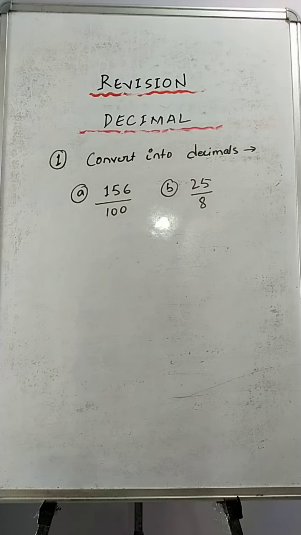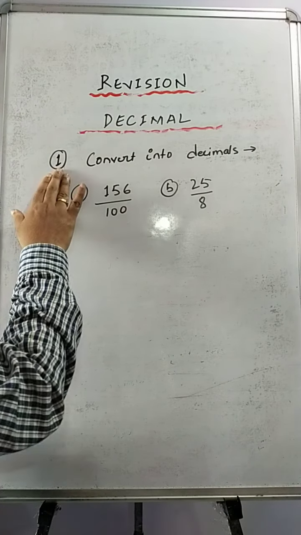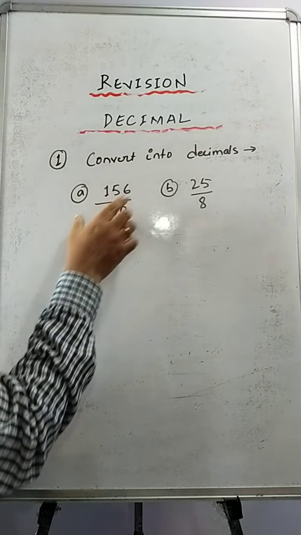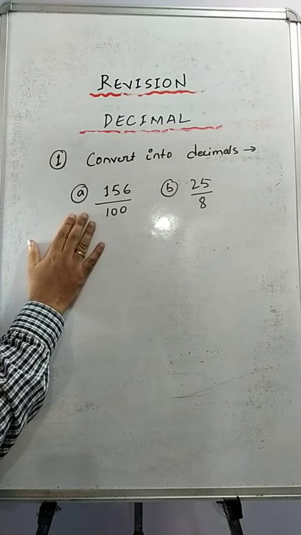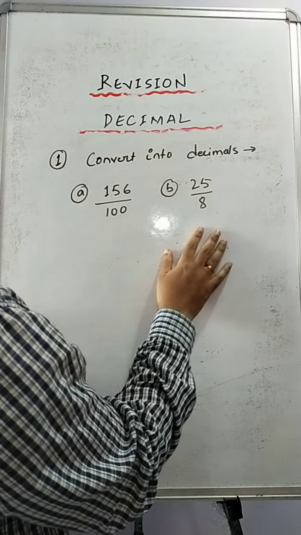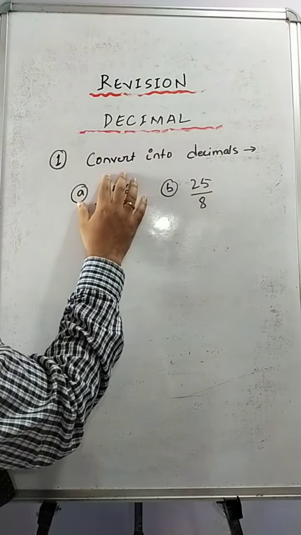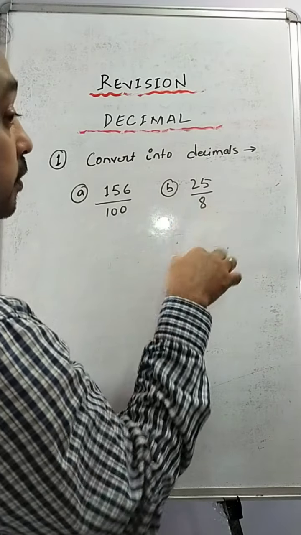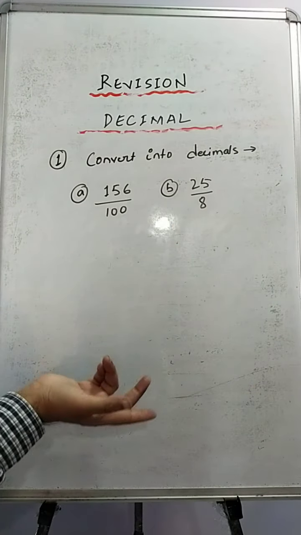Now in this session we'll do revision on decimals. So this is the first question, convert into decimal. So I have two questions. In sum number 1 we have 100 as a denominator, and this is very easy actually, you can directly do it. Now in the second question I have given 25 by 8. So in this case you have to divide and give the answer in decimal form.